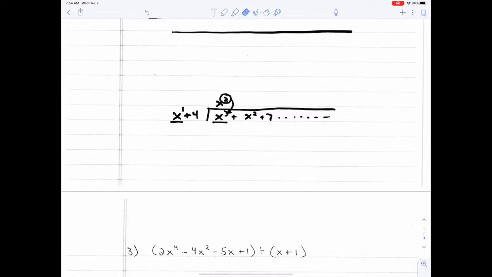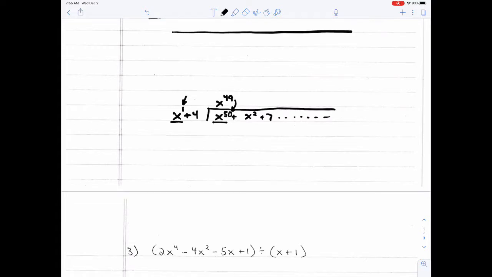Okay, fine. Well, what if this just happened to be x to the fifth? What times x to the first would give you x to the fifth? Well, it would be x to the fourth. Notice again, the degree of this is 1 less than the degree of that. Well, what if it just happened to be x to the 50th? What times x to the first gives us x to the 50th? It'd be x to the 49th, which notice is 1 less than that. And why is it 1 less than that? Because the degree of the divisor is 1.